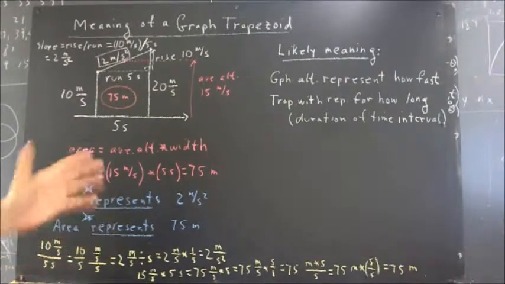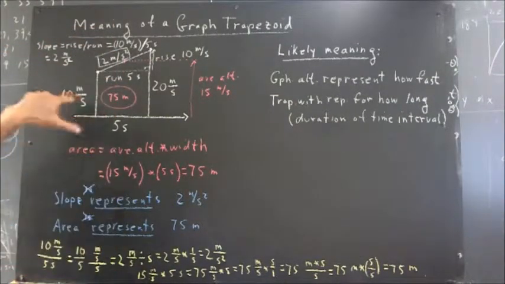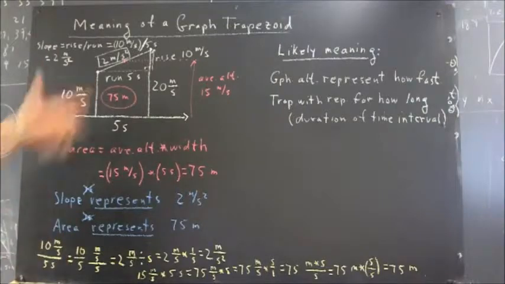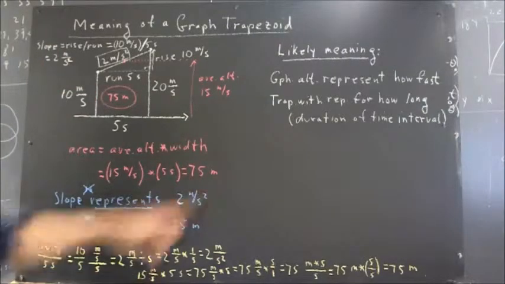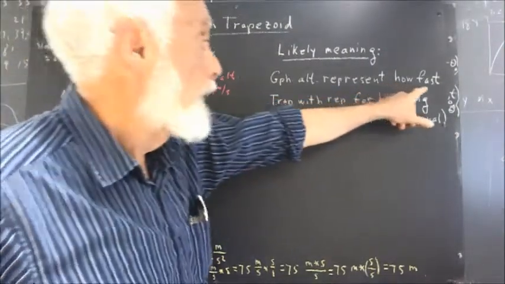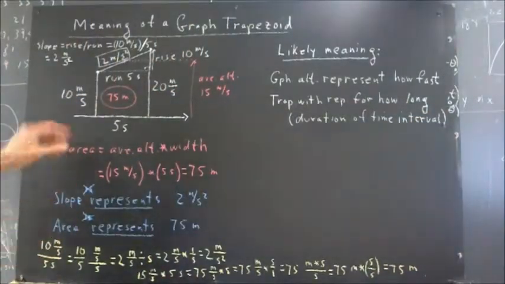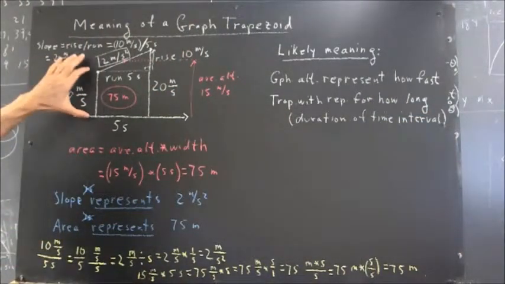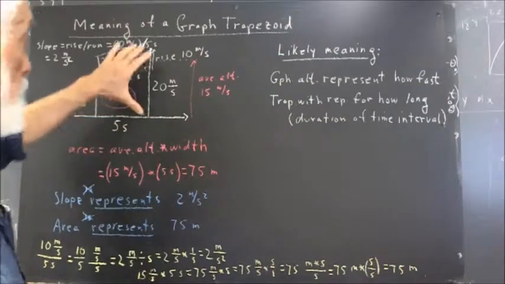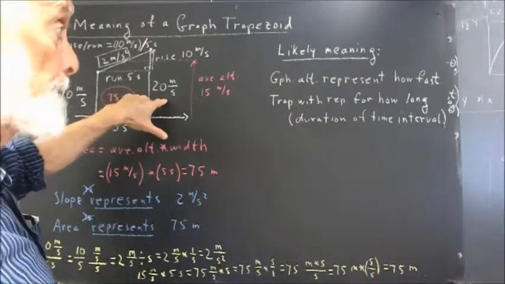Now, a likely meaning for the graph trapezoid in the preceding is that the graph altitude represents how fast something might be moving. It's moving at 10 meters per second here, and 5 seconds later it's moving at 20 meters per second.